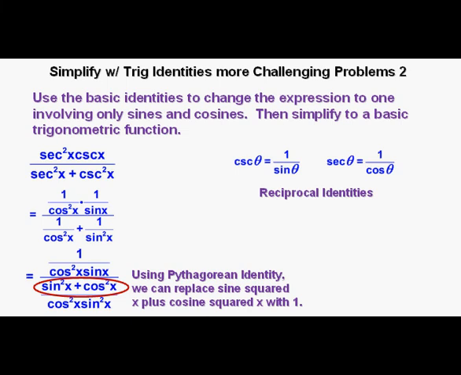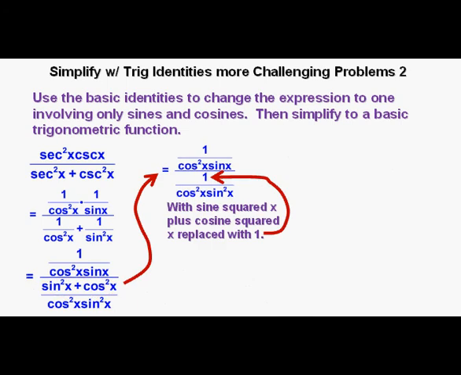Next, we should notice that sine squared x plus cosine squared x is one side of the Pythagorean identity and can be replaced with the number 1. And here it is with sine squared x plus cosine squared x replaced with 1 and brought up to the top to work down from there. We have 1 over cosine squared x sine x over 1 over cosine squared x sine squared x.